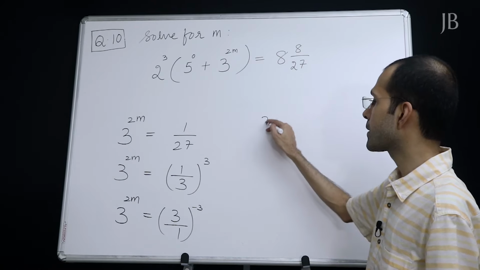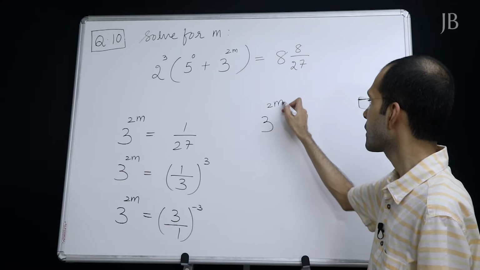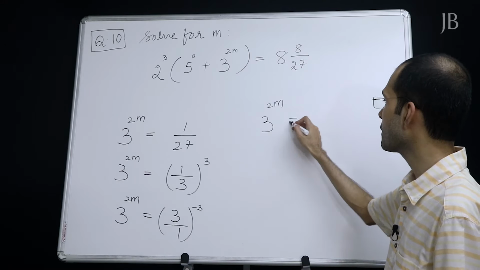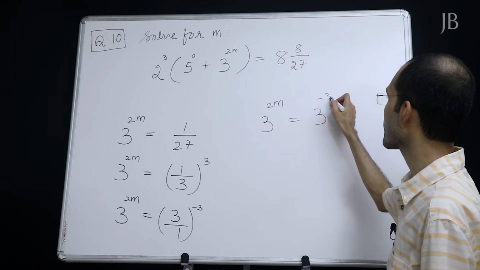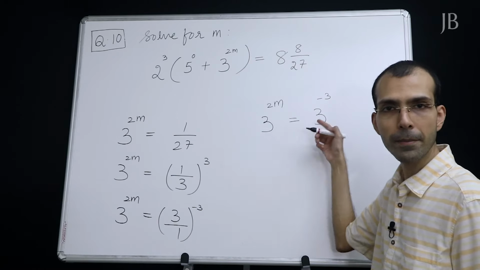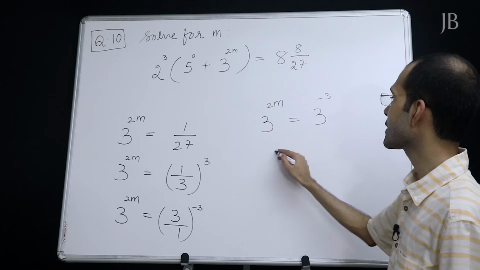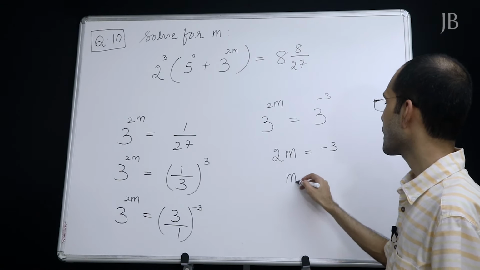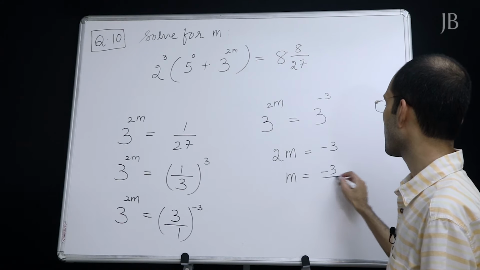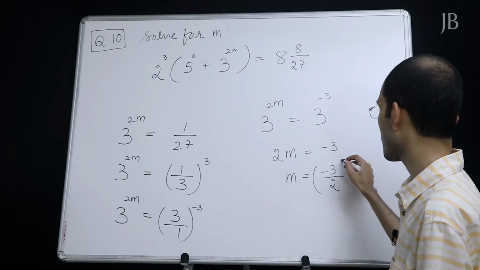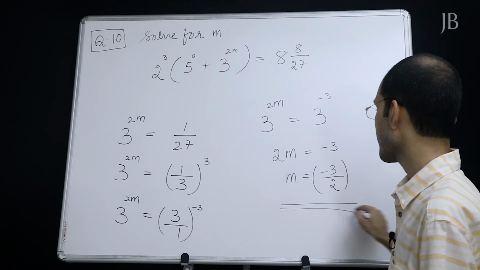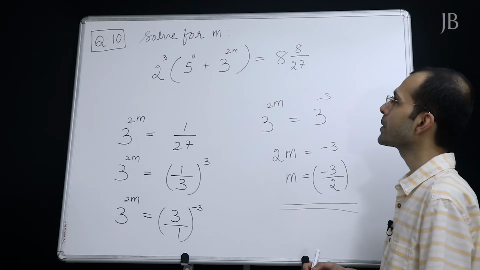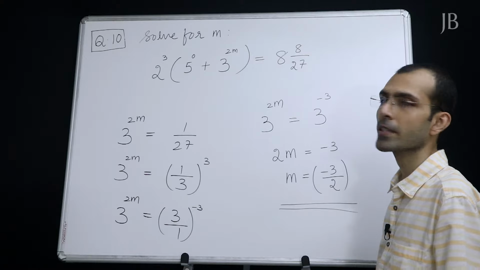Okay, so this will be 3 raised to 2m. 3 upon 1 is 3, so no problem. Is equaling 3 raised to minus 3. Bases are same, so powers are same. So 2m is equaling minus 3. m will be minus 3 upon 2. Done. This completes your interesting sum, question number 10.